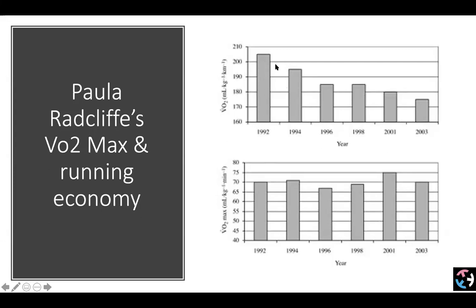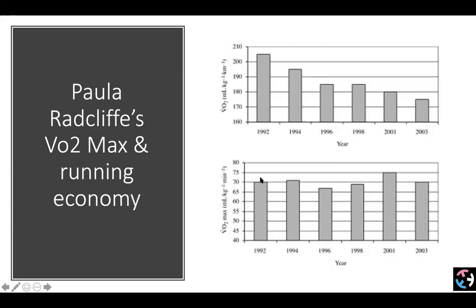But actually, we see a significant decrease in that run economy, right to the point of 175 in 2003, which is when she broke the world record in London. That is an extremely low run economy and one of the lowest recorded for European females out there. So she spent a lot of time looking at run economy and maximizing that impact to make her a more efficient, economical runner. With VO2 max, there's not a massive difference over that 10-year period.